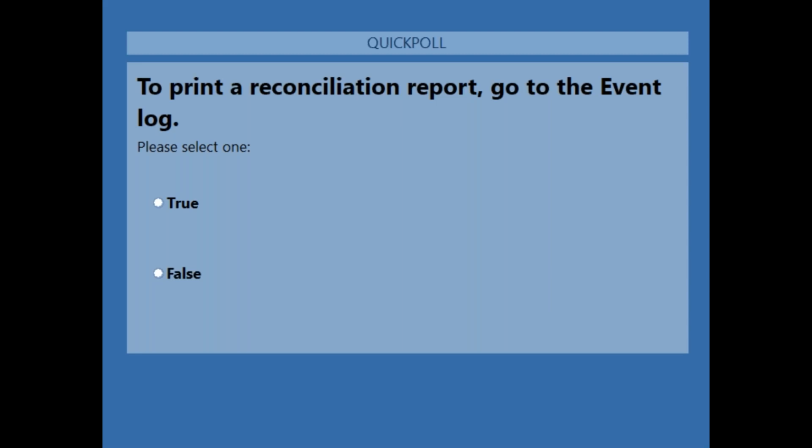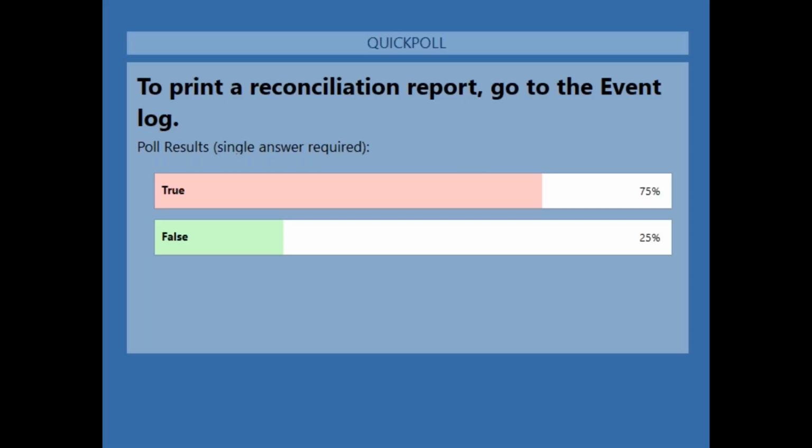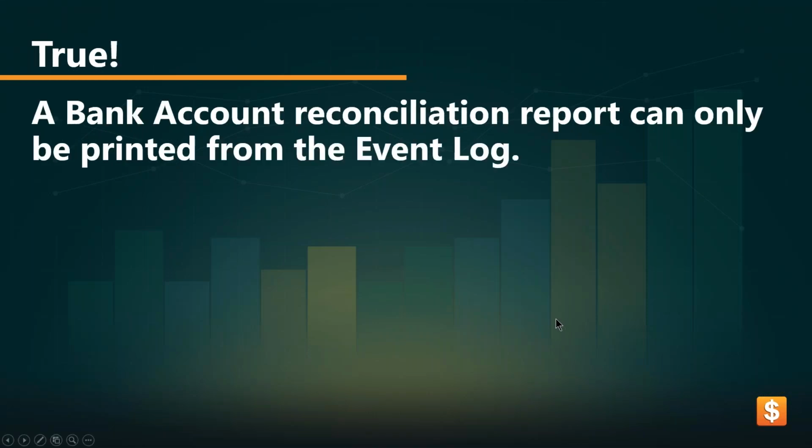Okay, it looks like everybody has voted there. So I'm going to close the poll and share the results. There we go. So 75% said true, 25% said false. So we had a split decision there, but we are leaning towards true. And the answer is true. A bank account reconciliation can only be printed from the event log. So whenever you finish up that bank account reconciliation, you'll just go to the event log to print that report.